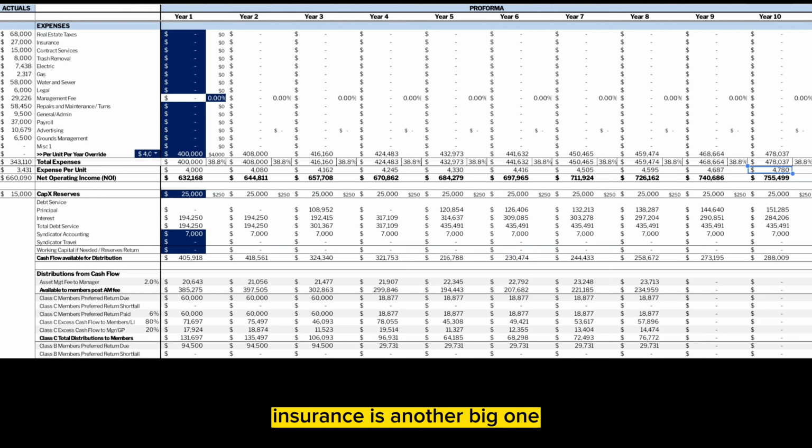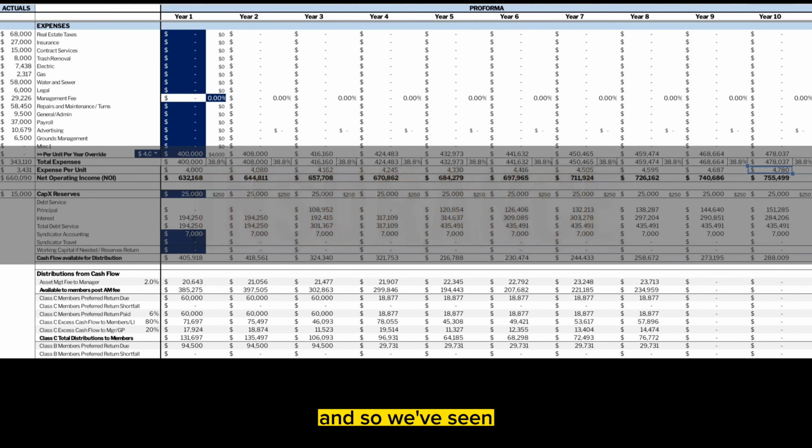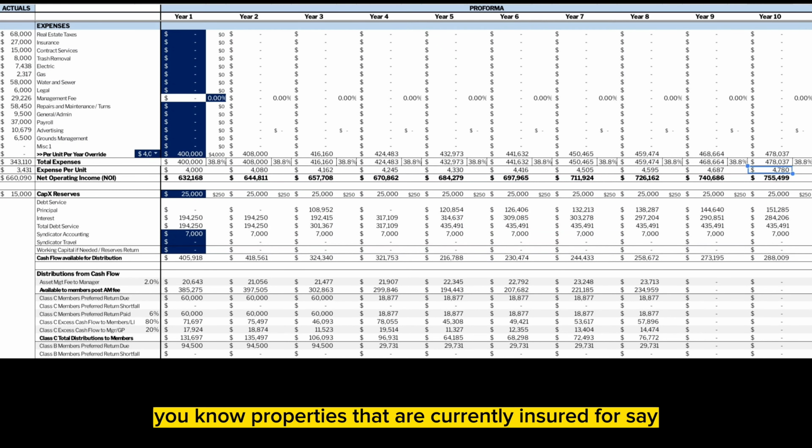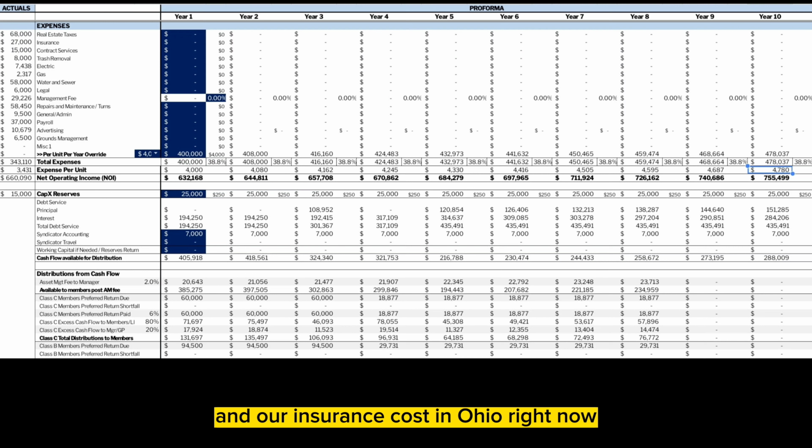Insurance is another big one. We've seen a lot of properties recently, obviously early 2023 right now. Insurance costs have certainly increased. We've seen properties that are currently insured for, say, $250 a unit, and our insurance cost in Ohio right now is closer to $450 a unit. So it's definitely worth getting a quote and not just plugging in $300 a unit. Keep that in mind, and don't be afraid to get a quote from your broker.